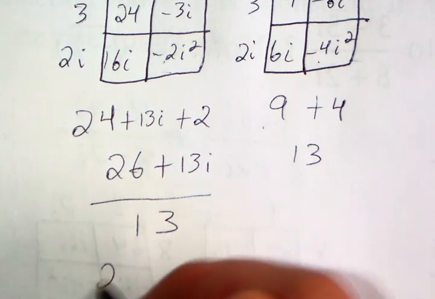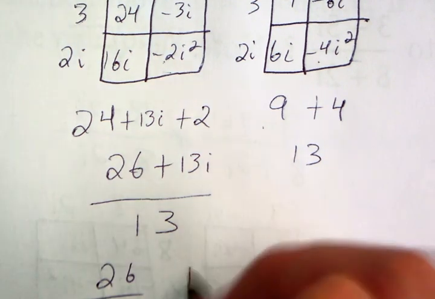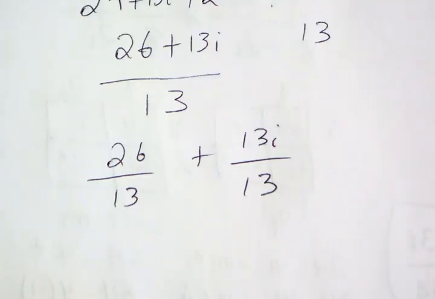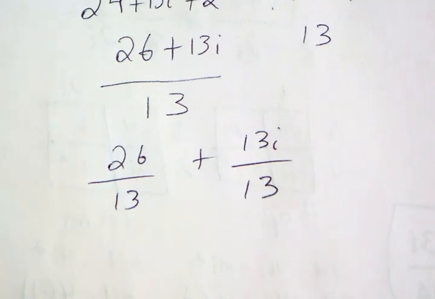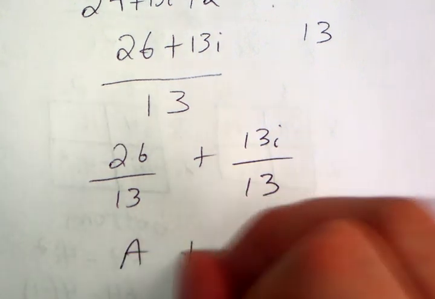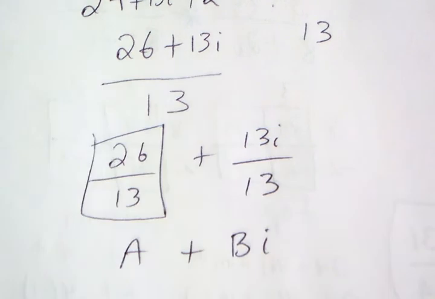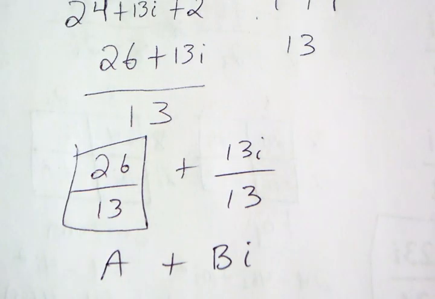If we were going to split it, we would have 26 over 13 plus 13i over 13. We could reduce this quite a bit, but we don't need the whole answer. Out of the form a plus bi, we only need a. So what is 26 divided by 13? It's 2, which is our answer.